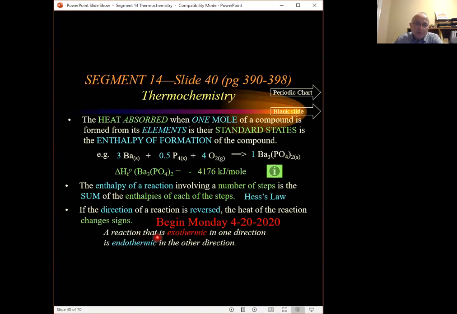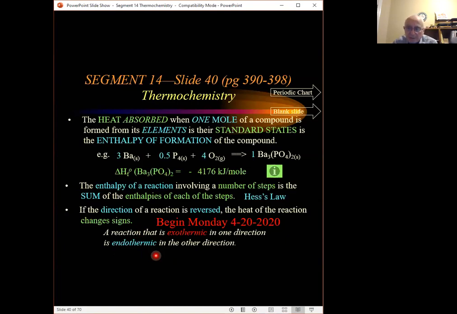Okay, now this was a point of one of our lab experiments when we did Hess's law. We saw that if you have a reaction and you have the heat or enthalpy of the reaction written in one direction, if you turn the reaction around, you change the sign of the heat. So if a reaction is exothermic in one direction, it's endothermic in the other direction.